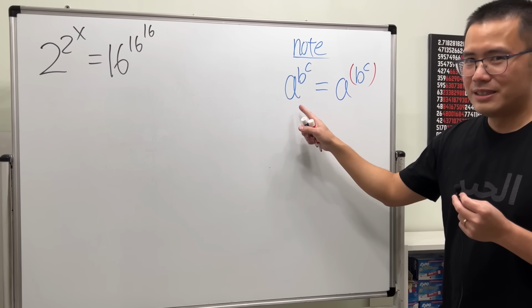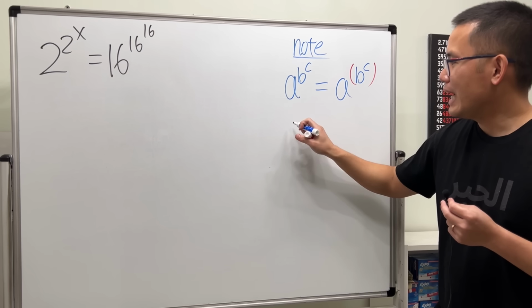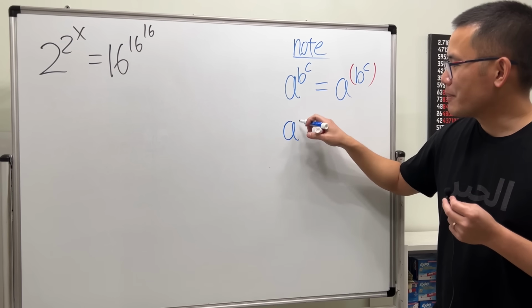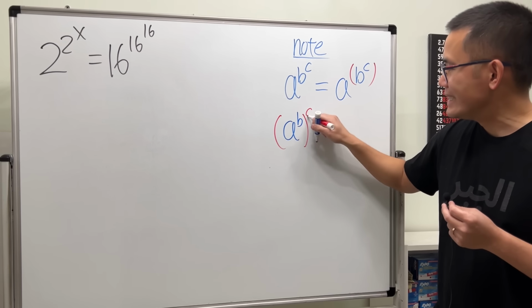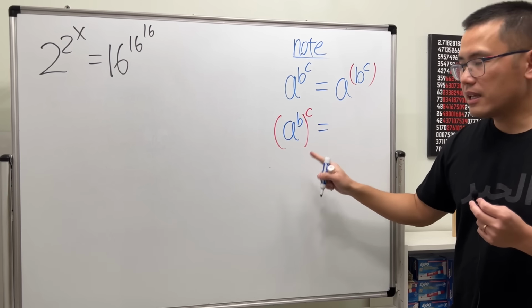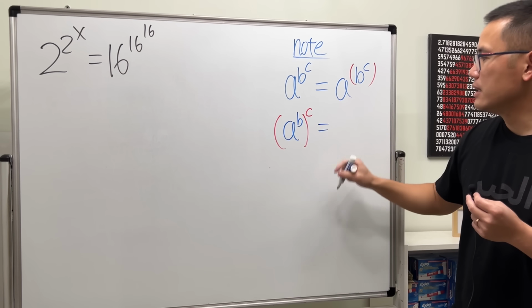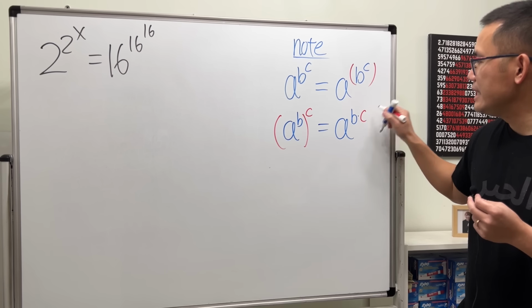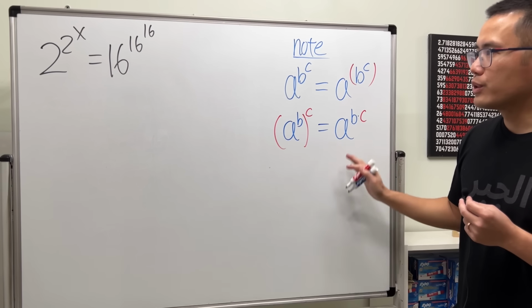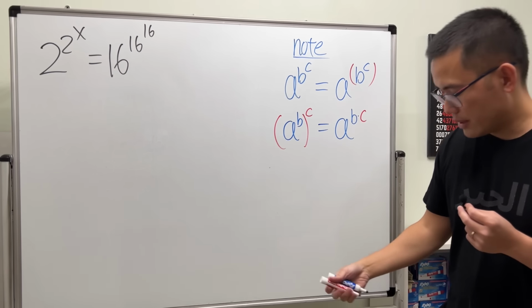Another formula that's similar to this is that if you have a to some power b for the base already, and then raised to some power c, you can multiply the exponents. So you end up with a raised to the b times c power. And we are going to utilize this a lot more in this question.